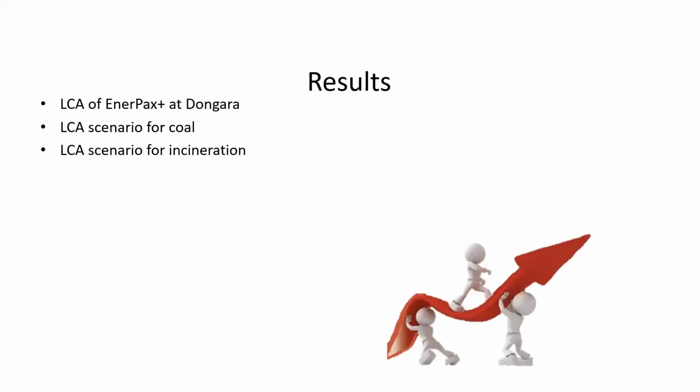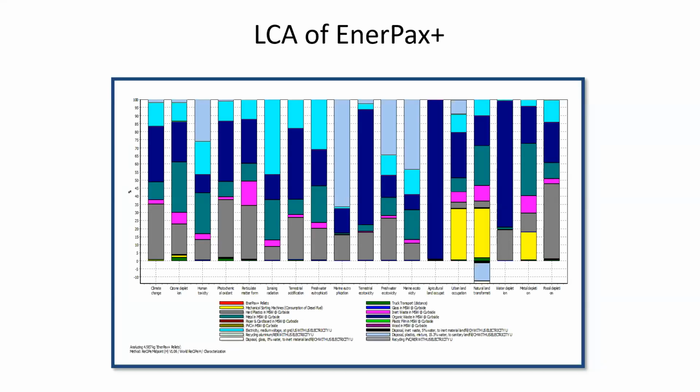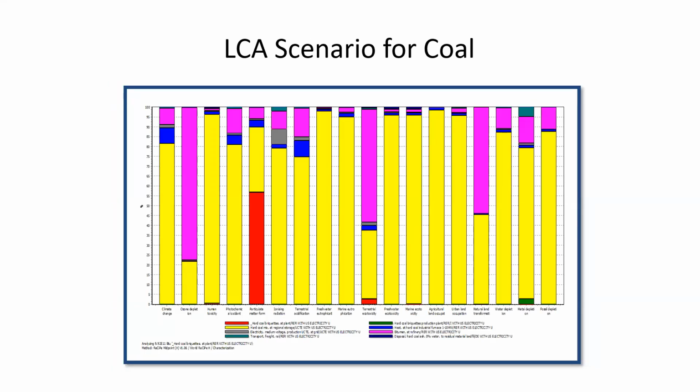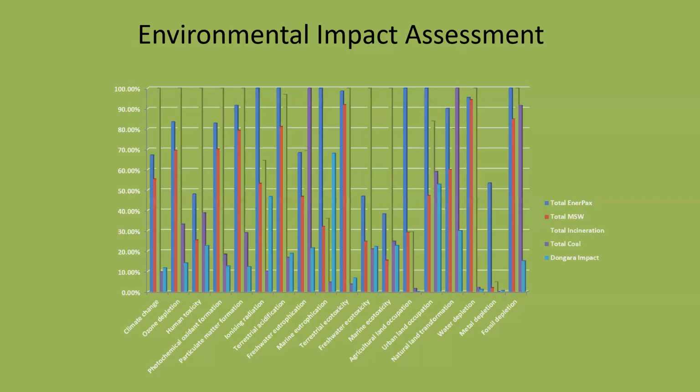So results: we looked at the LCA for inner packs, coal, and other stuff. So analyze this much kg of inner packs, ReCiPe midpoint H, due to organic waste, hard plastics, metals. You do this analysis, and you come up with all these different impact categories. So this is the LCA of your inner packs that we got. This is the LCA scenario for the coal if you're using medium grade coal. And then this is the LCA scenario if you take the MSW and just burn it directly.